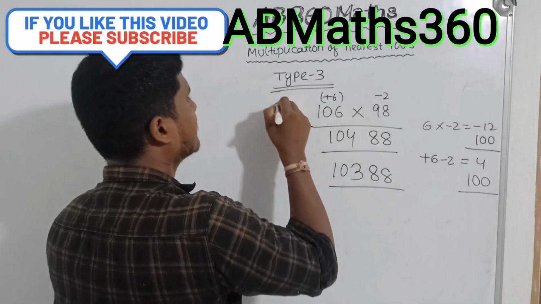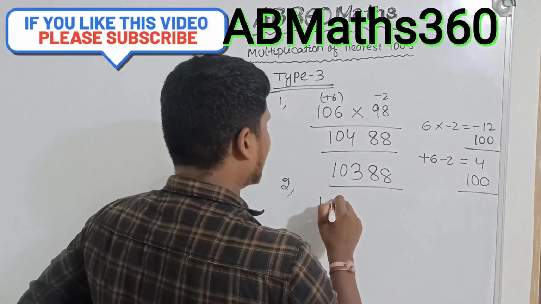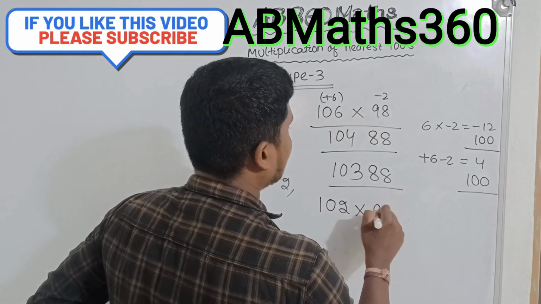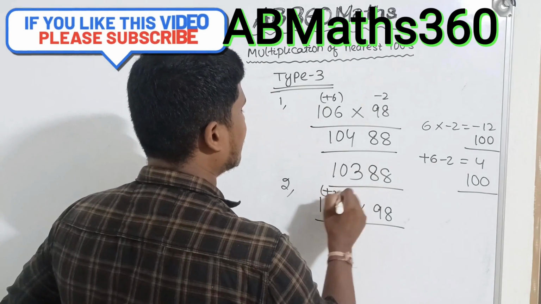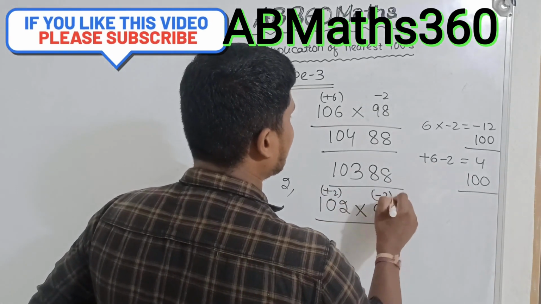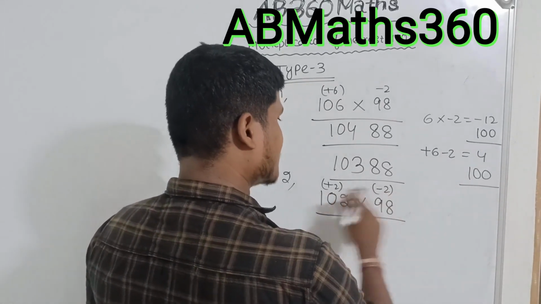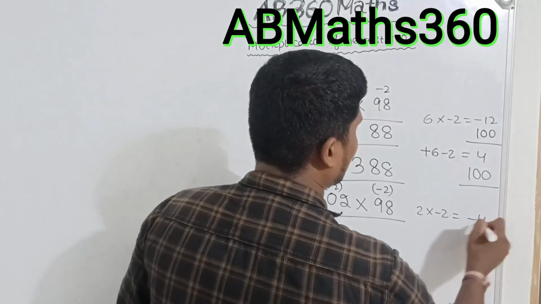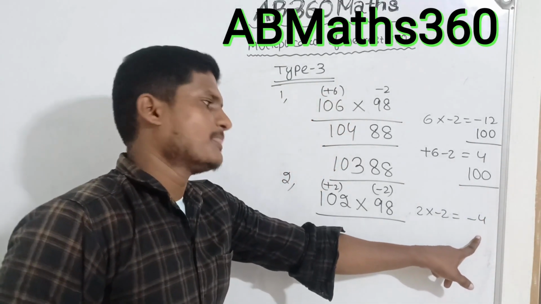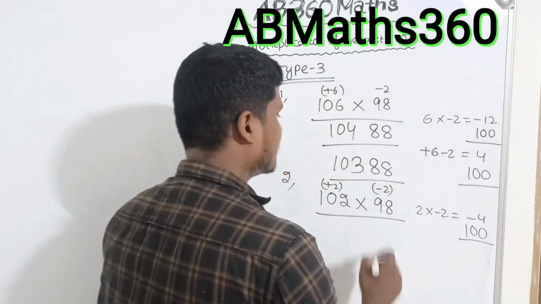So this is example 1. Now we have to discuss example 2. Suppose 102 multiplied with 98. This is 2 units more than 100 and this is 2 units less than 100. So just multiply: 2 multiplied by minus 2. What is the result? Minus 4. So you get minus 4 here. Add 100 to it.